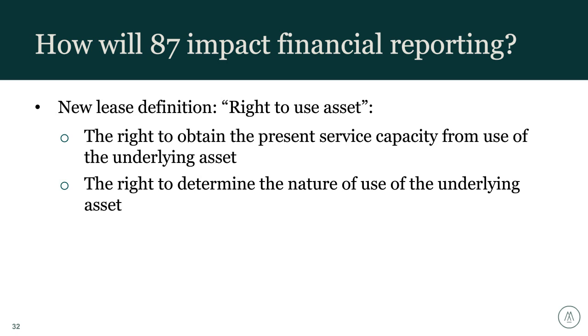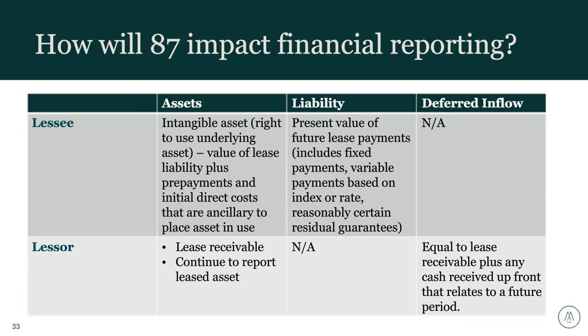This next slide is really looking at the specific accounting for both lessees and lessors. So as you can see, a lessee recognizes a lease liability and a lease asset at the beginning of the lease term, unless the lease is a short-term lease or it transfers ownership of the underlying asset. The lease liability is measured at the present value of future payments expected to be made during the lease term, and the lease asset is measured at the amount of the initial measurement of the lease liability plus any payments made or initial direct costs to place the asset into use.